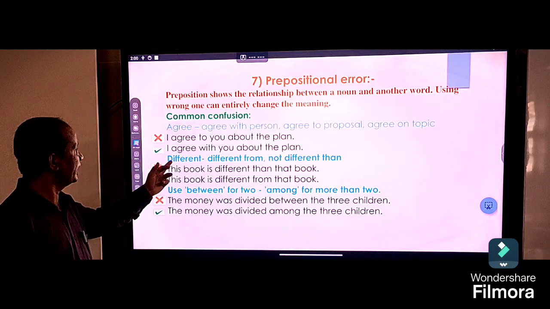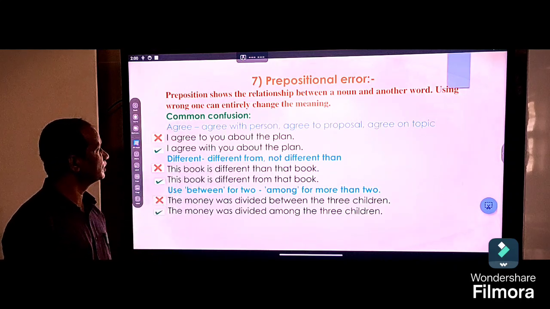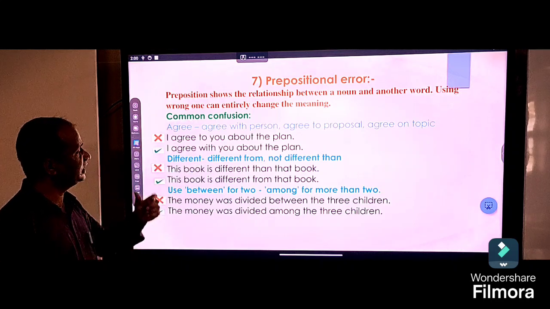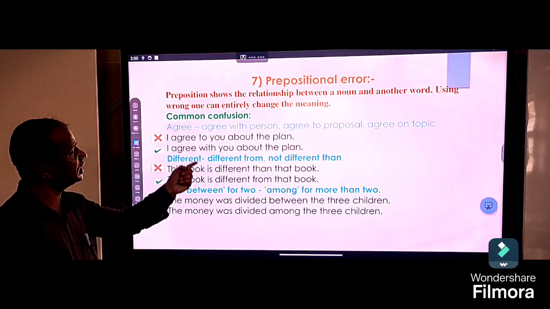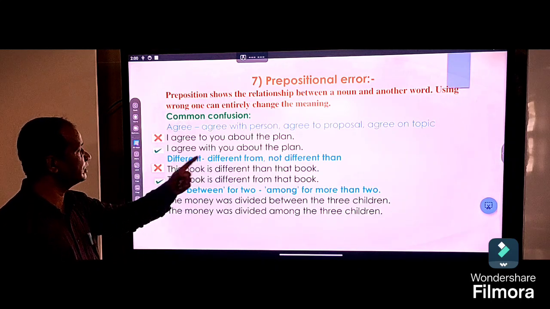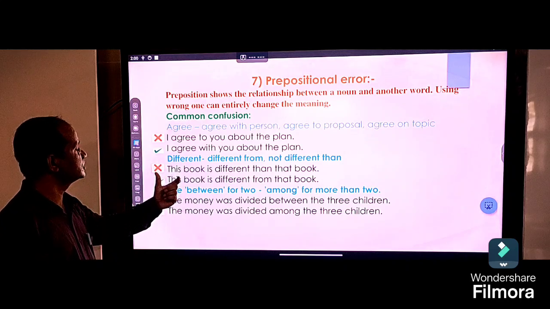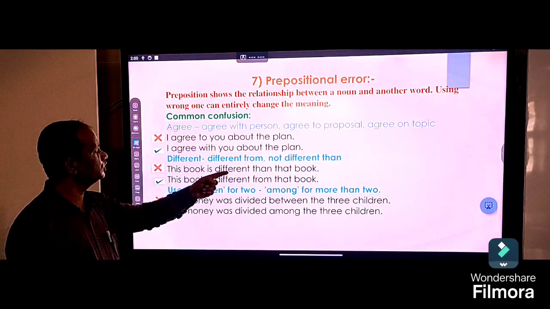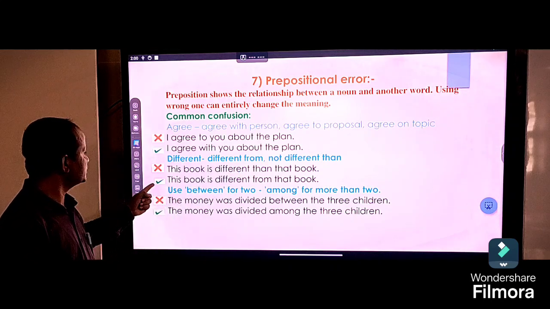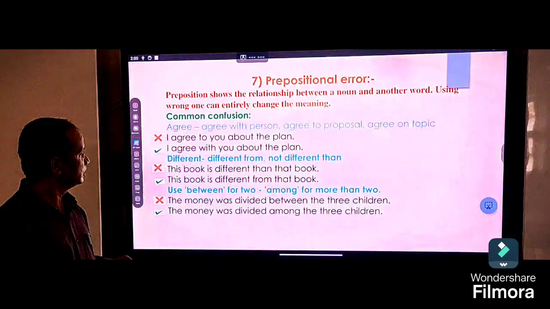Then the second one, different. In a positive sense we have to say different from, and in a negative sense we have to use not different than. Here: this book is different than that book. Here different is used in a positive sense. So after different we have to use the preposition from, not than. So the correct statement will be: this book is different from that book.